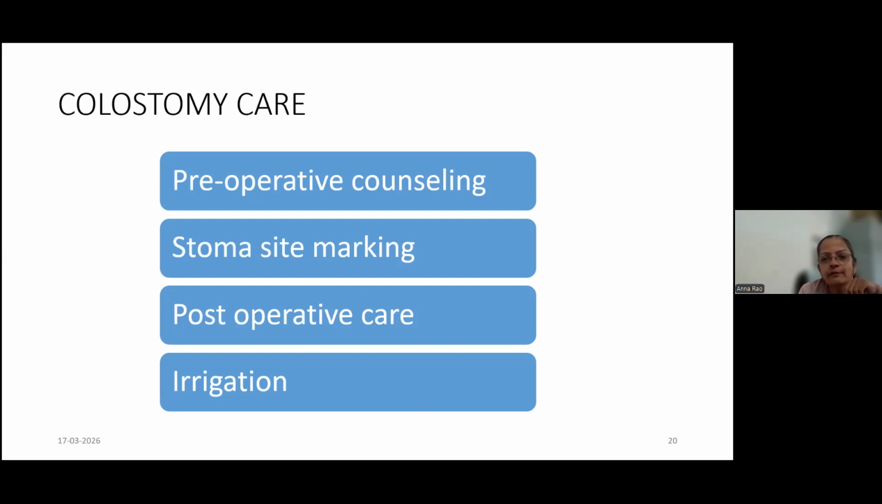Post-operative care, of course, we will be teaching to the patient, and how to go about irrigation. In our place, we hardly do any irrigation, but in many centers, it is done. Basically, it helps to create a fixed time so that there will be less stool collected into the stoma bag. So in that way, it helps a lot, and the patient finds it very comfortable. Right?